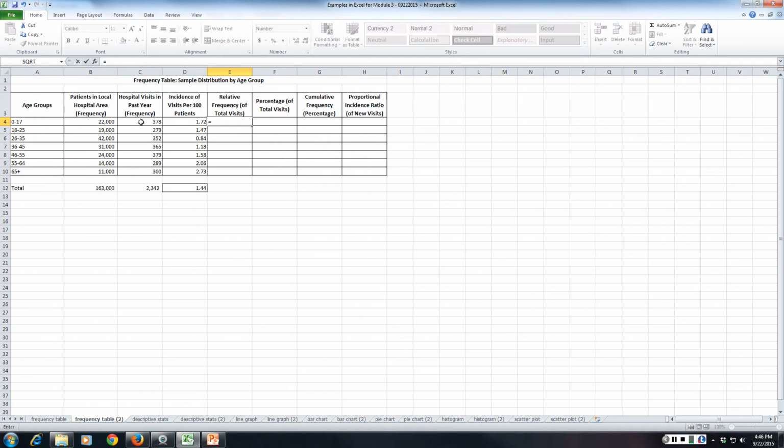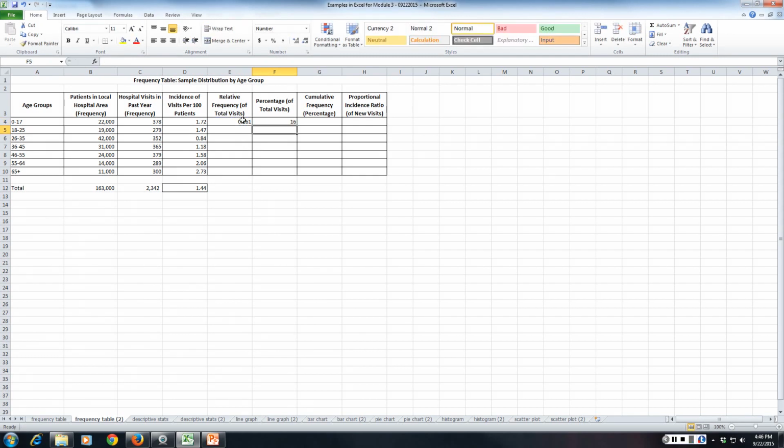So that's C4 here, which is the hospital visits in the past year for that particular category, and we want to divide it by the total N of hospital visits. So that is divided by this number here, this total number, so you can see why we calculated it. And so that gives us the relative frequency is 0.161. What does that mean? Well, if we want to do a percentage in column F, just multiply 0.161 times 100.